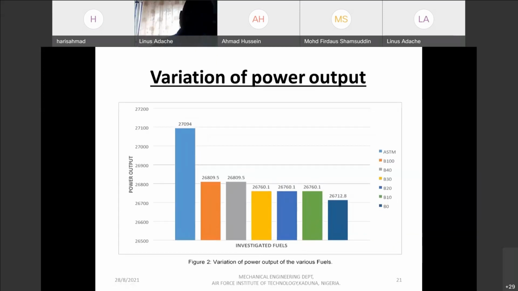Second result, variation of power output. We have B0, which is conventional diesel, having the lowest power output, and B100, which is biodiesel, having higher power because you have higher specific consumption, which is directly proportional to the mass flow.